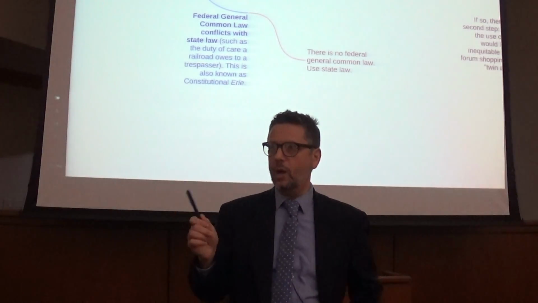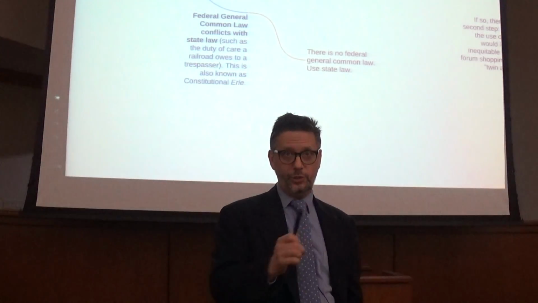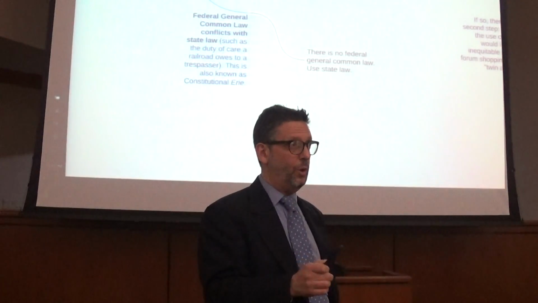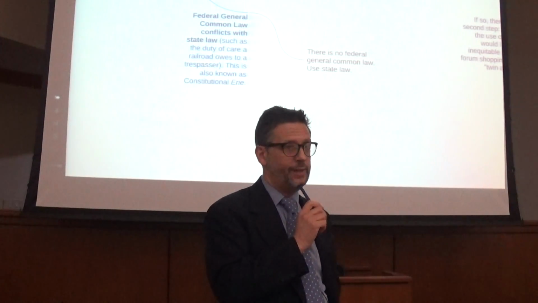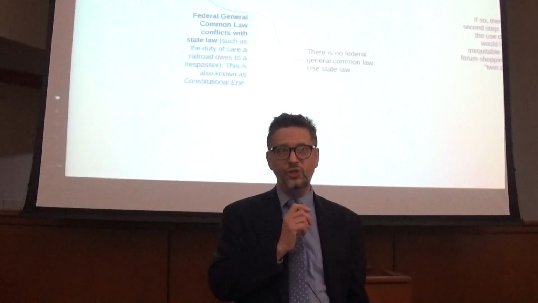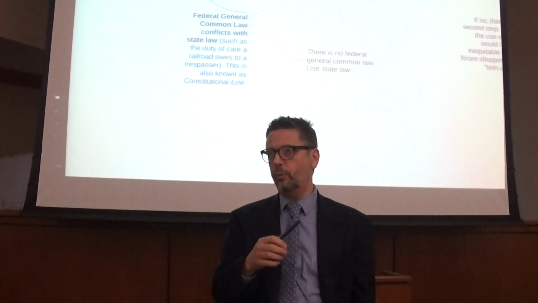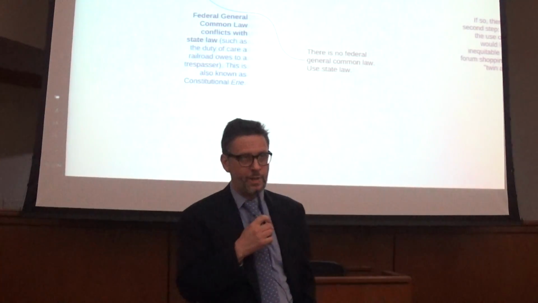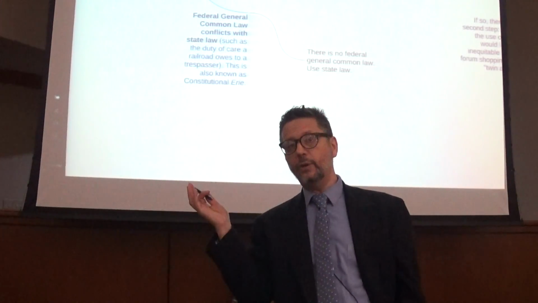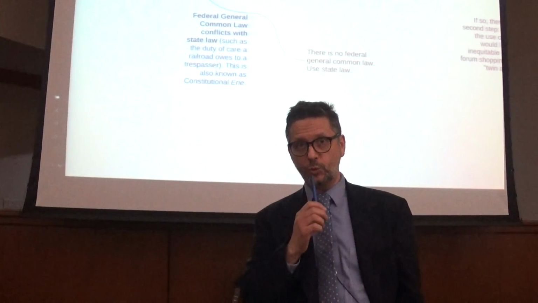If this federal law that might conflict with state law is federal general common law, a federal judge-made common law substitute for governing state law, you can't do that. You just use the state law. And that, of course, takes us full circle back to constitutional Erie, which is Erie versus Tompkins. And that's the Erie Doctrine in 10,000 words or less.